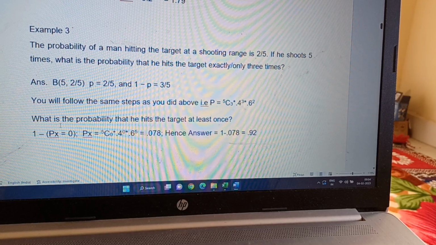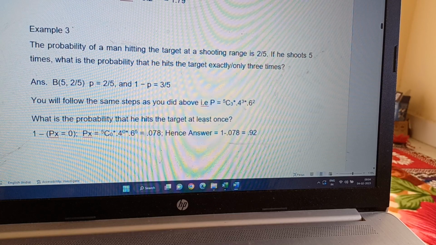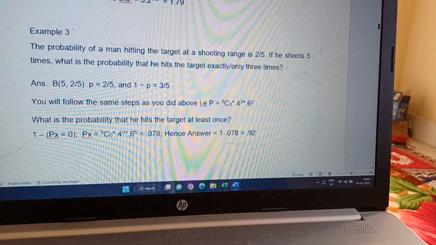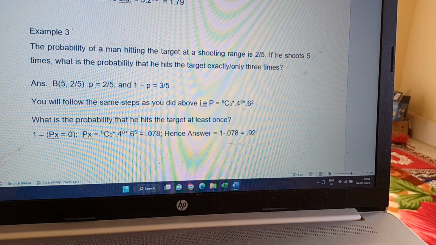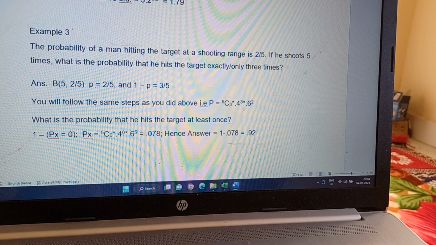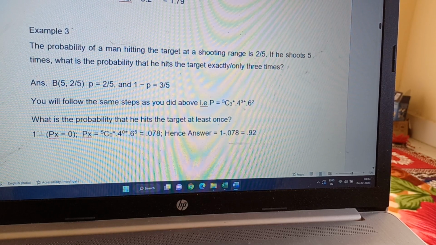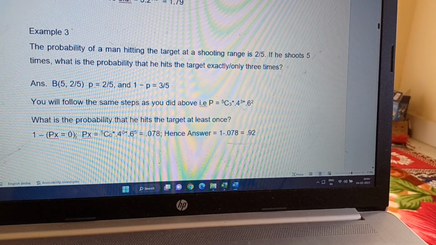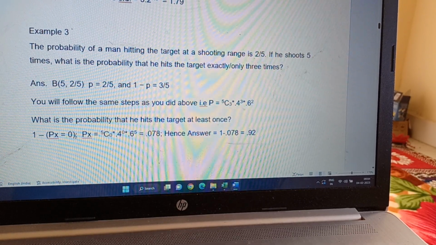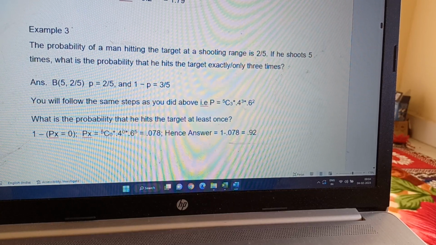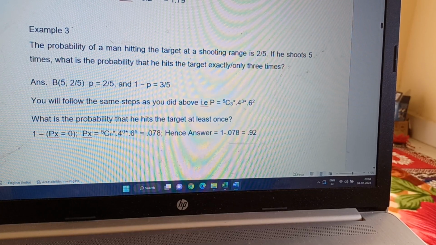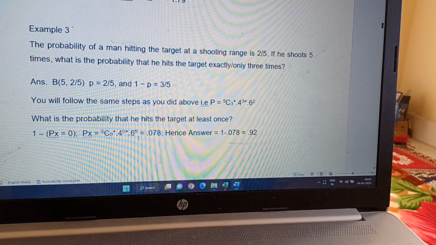Now next question is, what is the probability that he hits the target at least once? Again, at least once means he hits the target in first attempt, second attempt, third attempt, fourth attempt, means exactly 1, exactly 2, exactly 3, exactly 4, exactly 5. So the easier way is deducting it: 1 minus probability of x is equal to 0. He hits 0 targets. So again, I use the formula P(x) is equal to 5 choose 0 times 0.4 to the power 0 and 0.6 to the power 5.